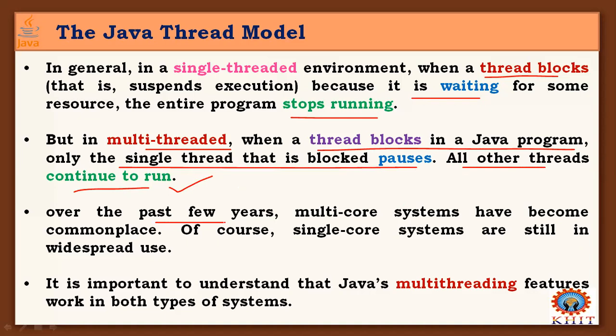Over the past few years, multi-core systems have become commonplace. Everyone is using multi-core systems nowadays. Of course, single core systems are still in widespread use. So it is important to understand that Java's multi-threading features work in both types of systems. We should be able to implement these threading concepts on single core or multi-core systems, and those features should work in both types of systems.